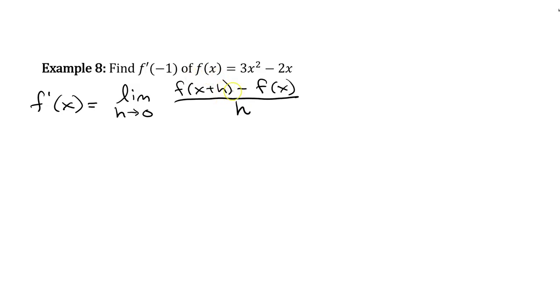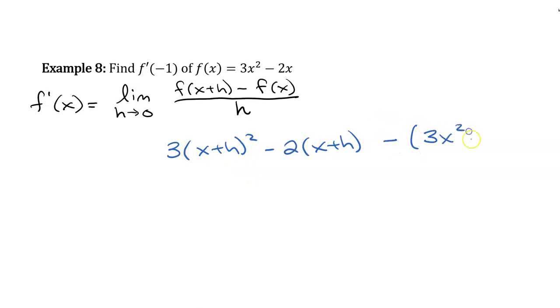So f of x plus h, so that would be 3(x plus h) squared minus 2(x plus h) minus (3x squared minus 2x), and simplify. So all I did there is that part. That's all I wrote down. Okay? So if you take it in stages, then the chances of errors goes down.